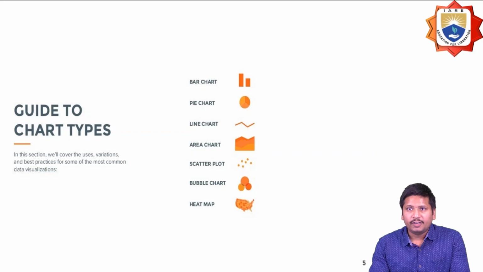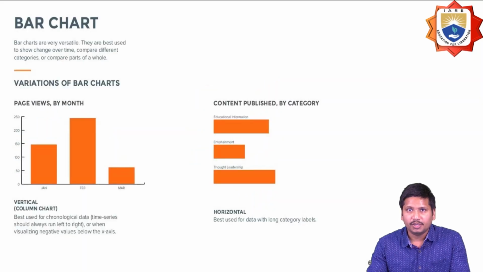And next, what are the different types of charts and graphs for making better visualization. The first ones are the bar chart, pie chart, line chart, area chart, scatter plot, bubble chart, and heat map. These are the different types of visualizations where you can show the data for any kind of application. And the very first one is the bar chart. The bar chart is very versatile, and it can show the data over time, and at the same time you can compare the different categories, or parts of the whole as well.